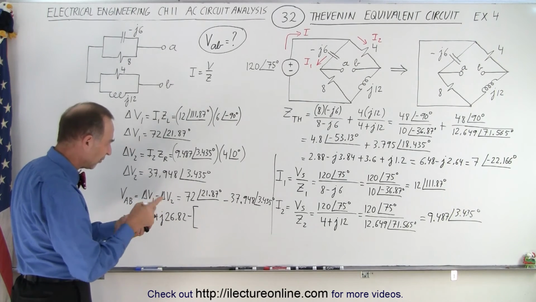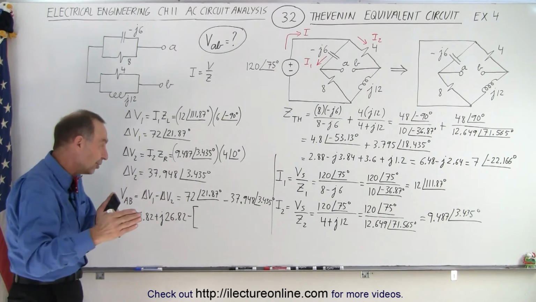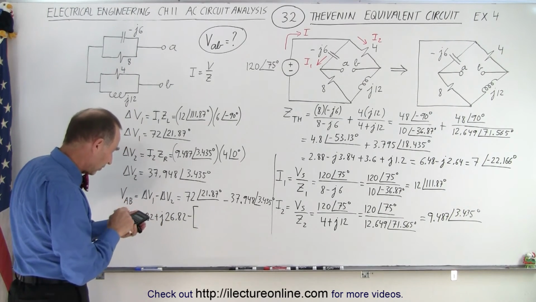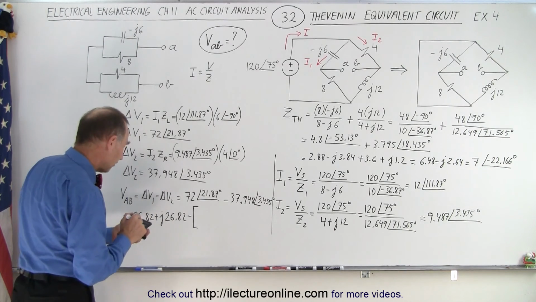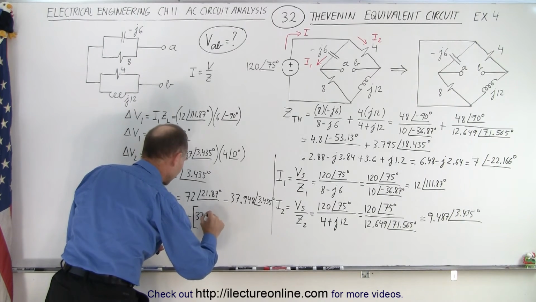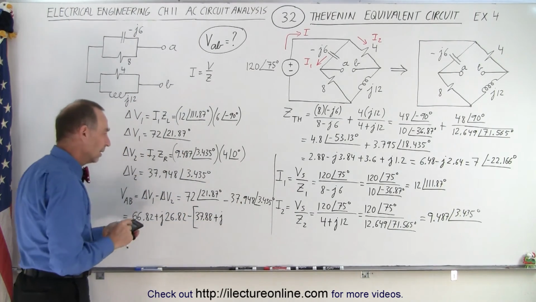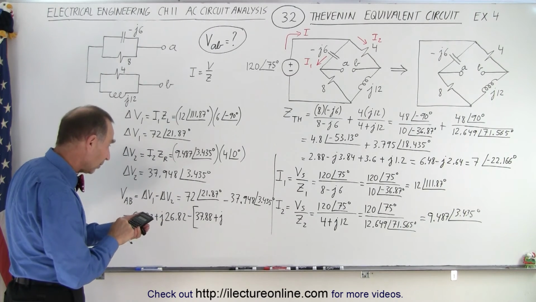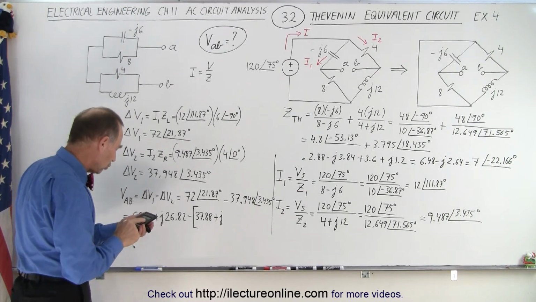37.948. Let me reverse that. Let's go to 3.435. Take the cosine of that. It's always a good idea to do the same thing each time on your calculator so you're less likely to make mistakes. So times 37.948 equals 37.88. And that's plus j, 3.435, take the sine of that and multiply times 37.948 equals 2.27.